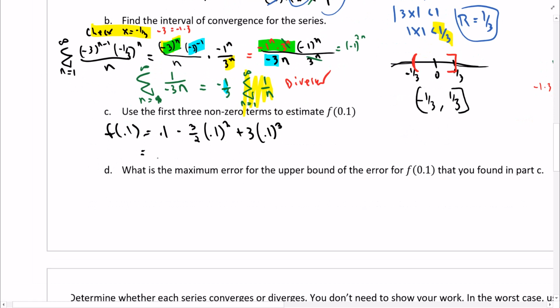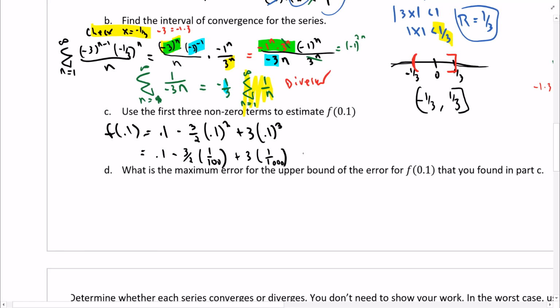which, if this is an FRQ, you just leave it like it is. You don't need to simplify it. What is this actually equal to without a calculator? You have 3/2. 0.1 squared is like 1/10 squared, so that's like 1/100th or 0.01, plus 3 times 0.1 cubed, which is like 1/10 cubed, which is 1/1000th or 0.001.